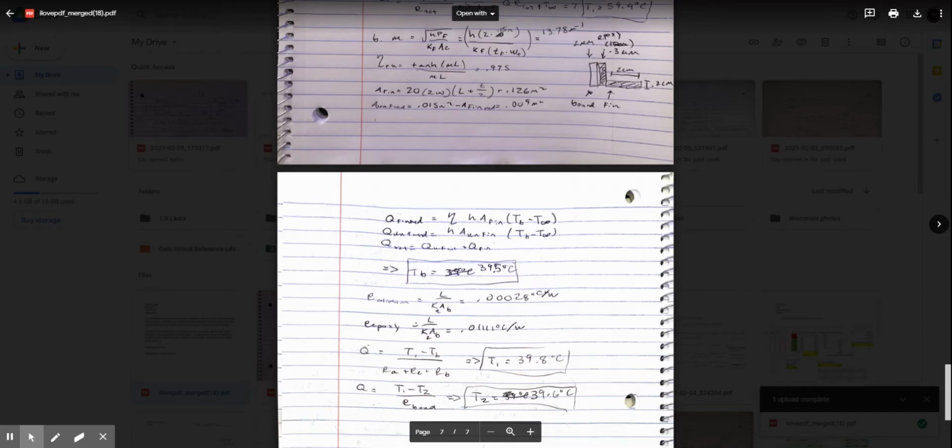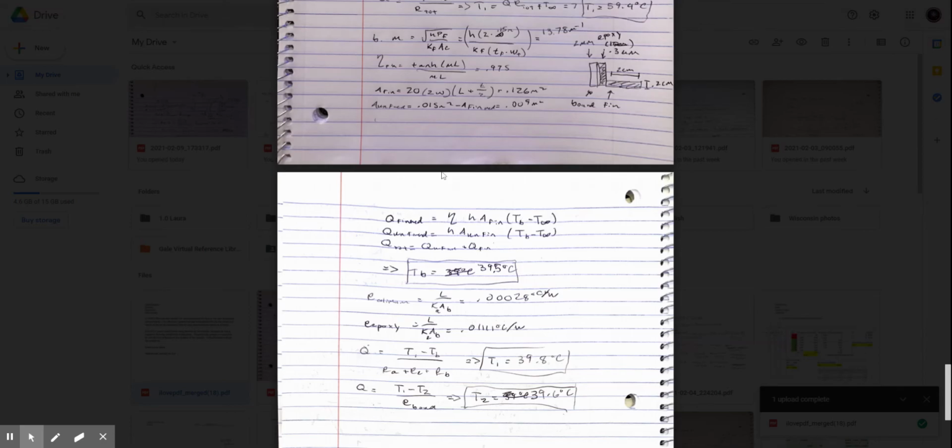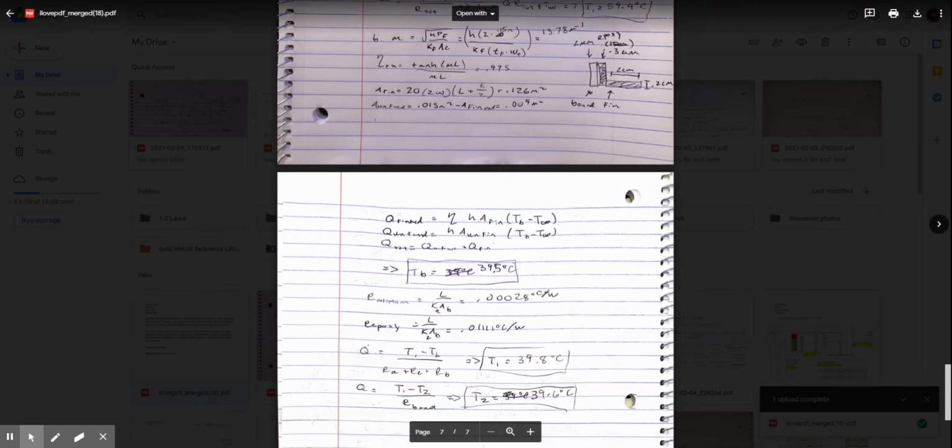And then from there, you need to find the heat transfer rate of the aluminum with the fins, and the heat transfer of the area of the aluminum without the fins, and then you add those together, and that's going to be your heat transfer total of the aluminum. And you can solve that system of equations to find the temperature of the base of the aluminum.